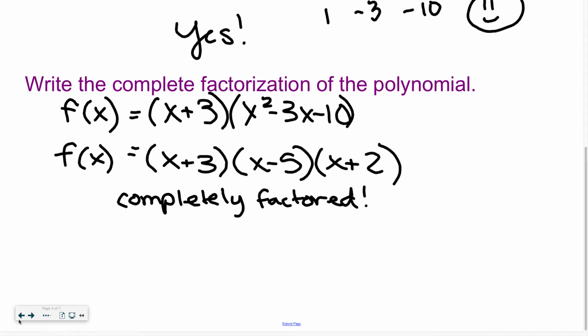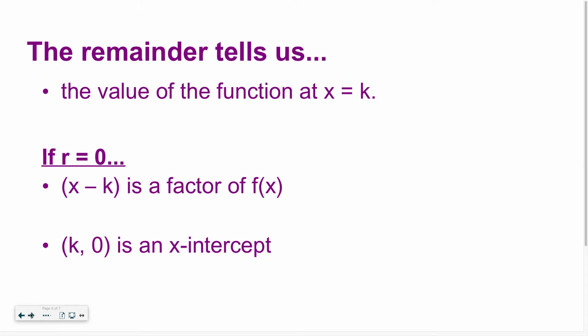Okay, to sum it all up, you don't necessarily have to write this down, but you can if you want. These are things we know from remainders. We can know the value of the function at x equals k. If the remainder happens to equal 0, we know that it's a factor, and we know that we have an x-intercept or a 0. So think about pages 133 and 134 when you're trying to graph polynomials. Don't we want to know the zeros so we can put them on the graph? Okay, so this would be really handy.